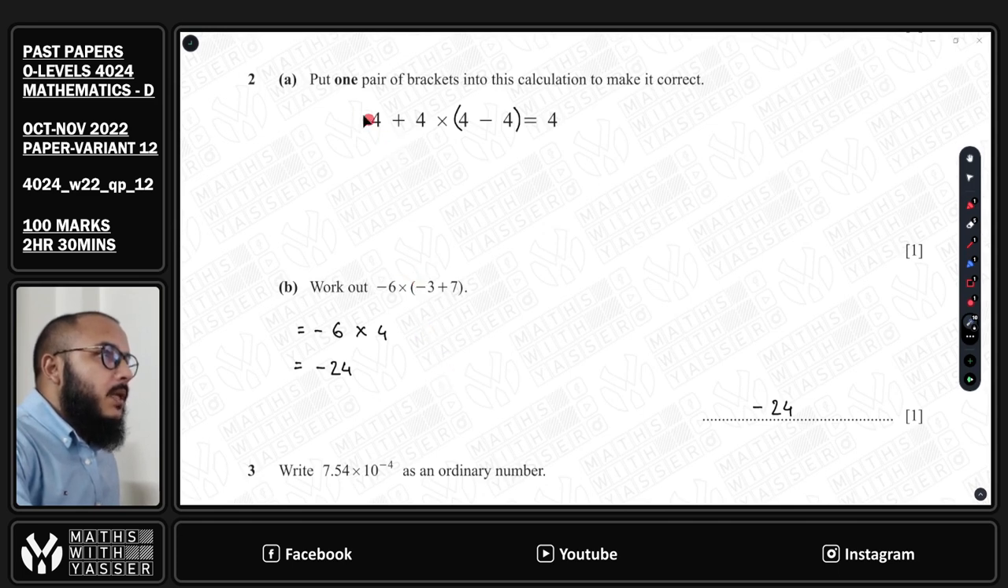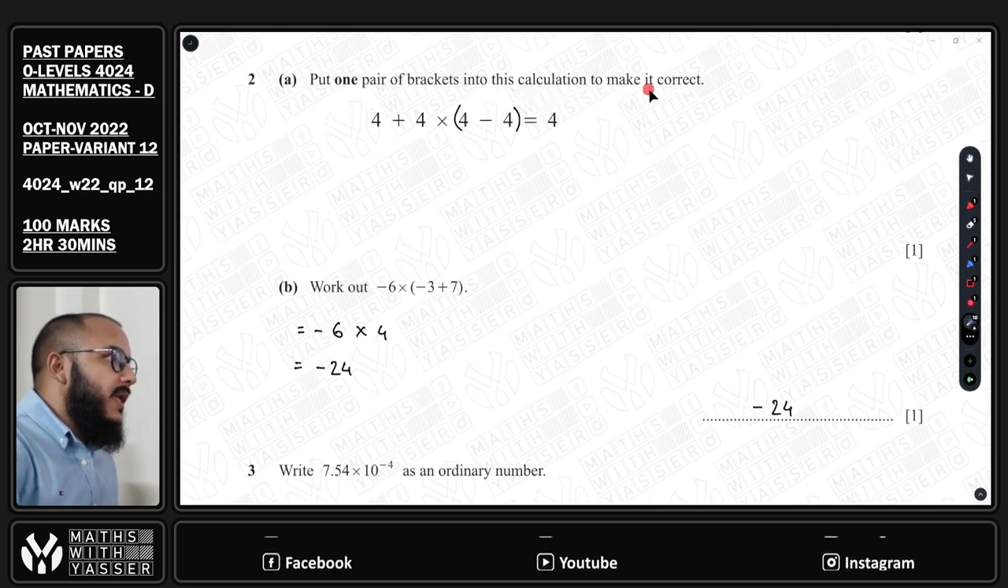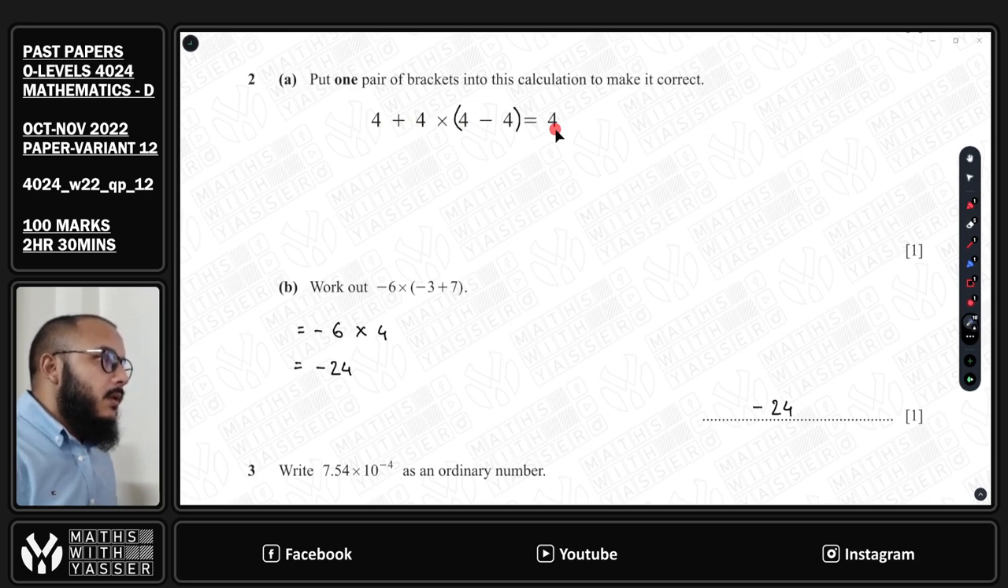Question number 2. It says put one pair of brackets into this calculation to make it correct. So we must make sure that the values on the left hand side must equal the value on the right hand side. So the only possible way to make that happen is if we put the brackets in this place. That will make 4 minus 4 become 0, and 4 times 0 is 0. So hence we will only be left with the value 4. So 4 should be equal to 4.